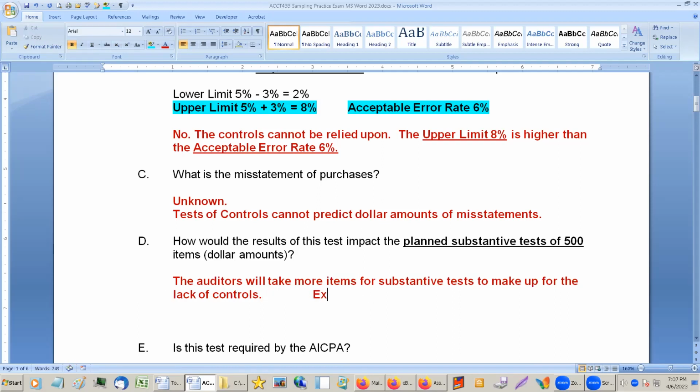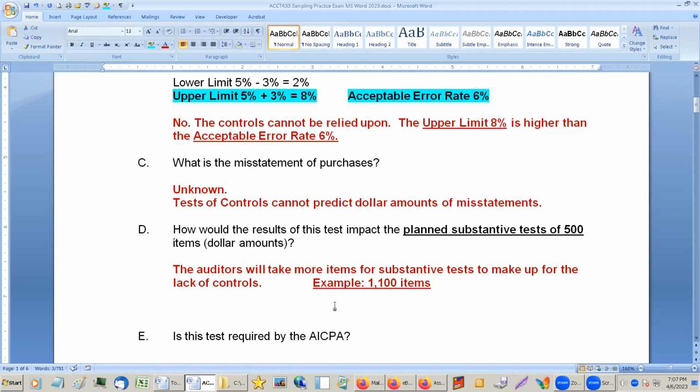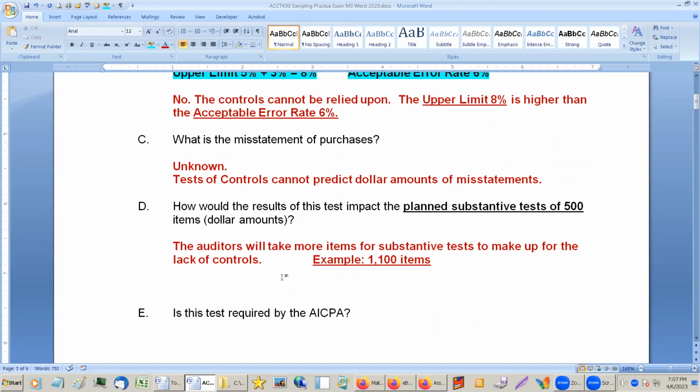Example, I'm just making this up, but maybe they take 1,100 items. Okay, we can't rely on these controls, so we're going to take a bunch more items to do it. I just made this number up. I'm sure you have some way of coming up with what the number needs to be, but let's take 1,100 items. So we'll test it more. And again, just because the controls cannot be relied upon does not mean that they are misstated.